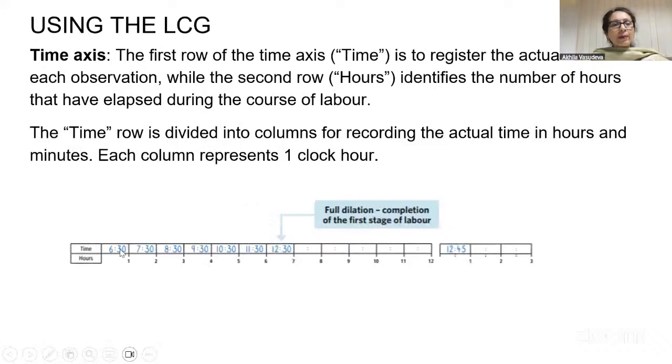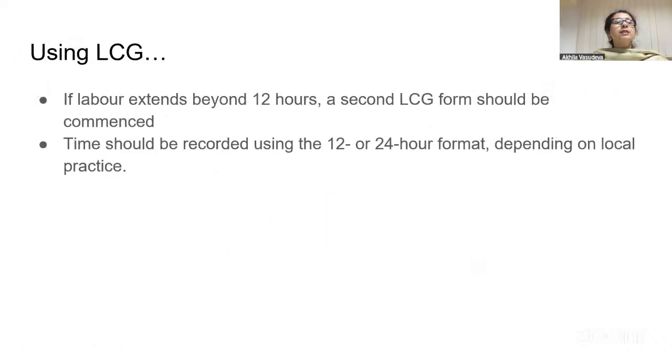So what is the time axis? The first line is the actual time, and the second line will tell you how many hours have elapsed since she has come to labor room. Now it is divided into these columns, and for the first 12 hours they have given option to enter the first stage, the active phase of first stage, and the last part is actually the second stage. So the moment she reaches full dilatation, you jump to the second stage like this, as it is seen in this slide.